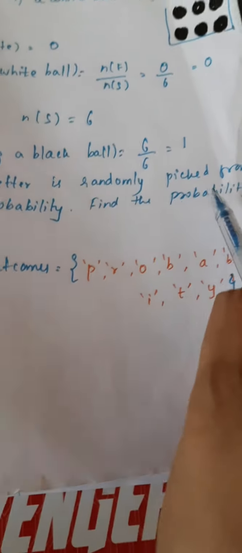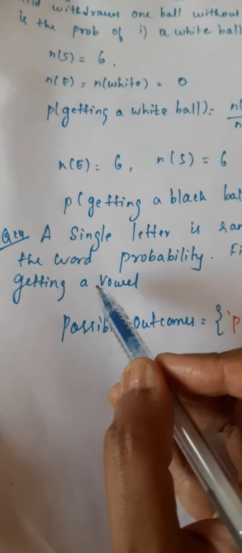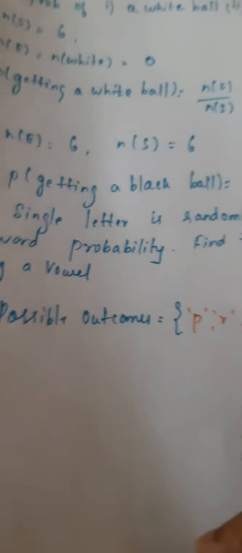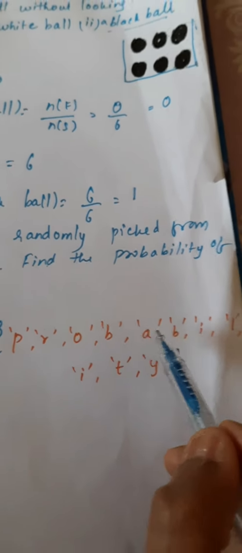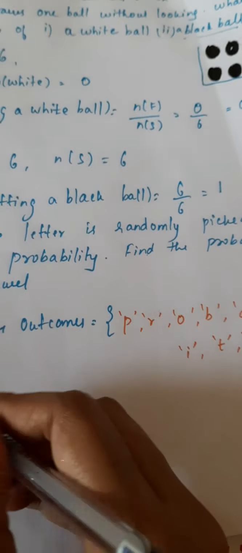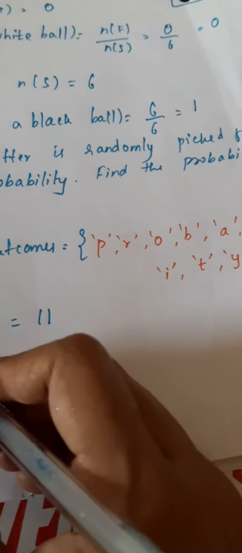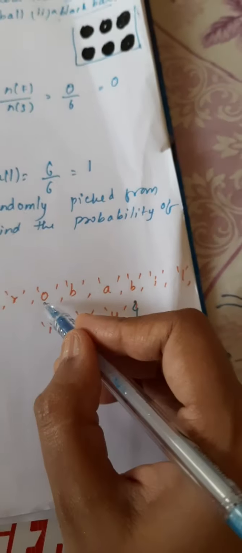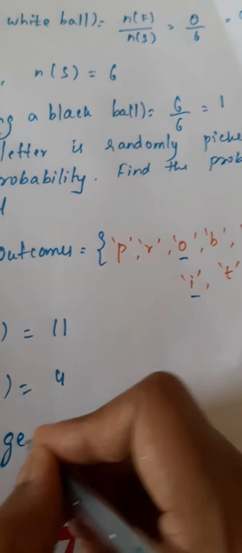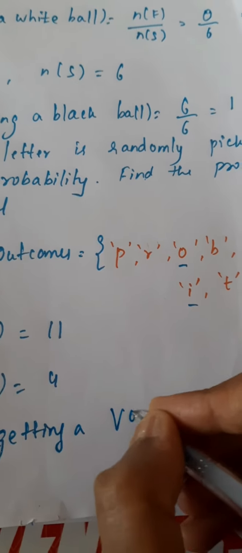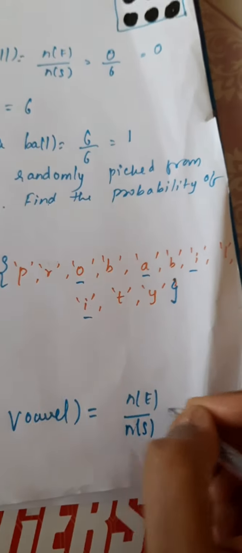Next, question 14. A single letter is randomly picked from the word probability. Find the probability of getting a vowel. So the possible outcomes are the letters of the word probability. If you count them, there are 11 letters in the word probability. So n of S, the total sample space, is 11, and we need to find the probability of getting a vowel in that. O, A, I 2 times, so it's actually 4. N of E is 4. So the probability of getting a vowel in the word probability is 4 by 11.